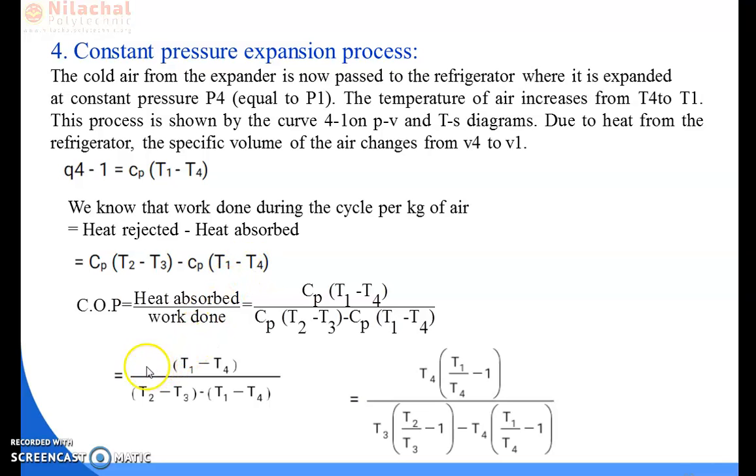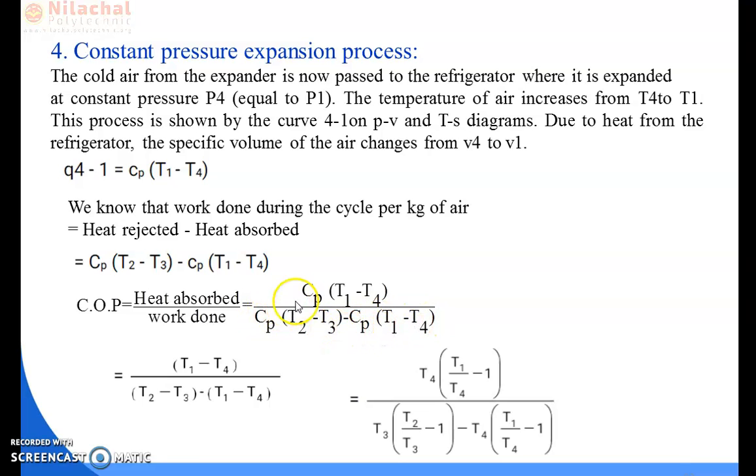So now you are going to calculate the coefficient of performance. Already I explained what the coefficient of performance is. It is the ratio between the heat absorbed and the work done. Here the heat absorbed is the output and the work done is the input. So how much heat is absorbed? That is Cp (T1 - T4), divided by the work done, which you just calculated: Cp (T2 - T3) - Cp (T1 - T4).